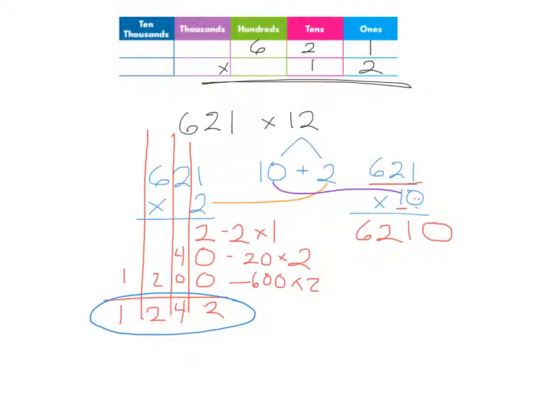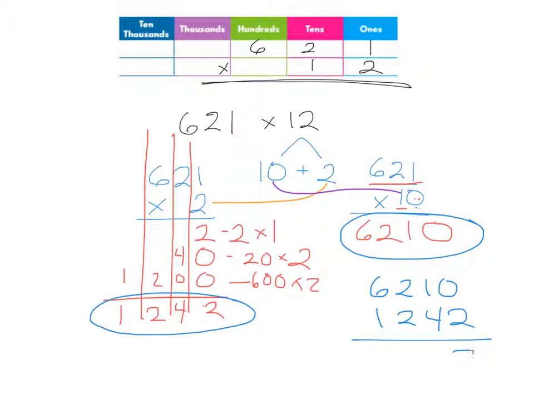So now we have the 621 times 2 and 621 times 10. We can just add them together and we'll get the answer to our multiplication problem. So we know that 621 times 12 is 7,452.